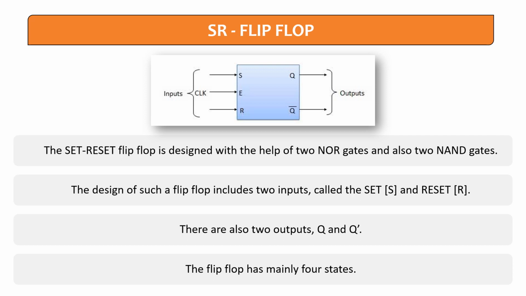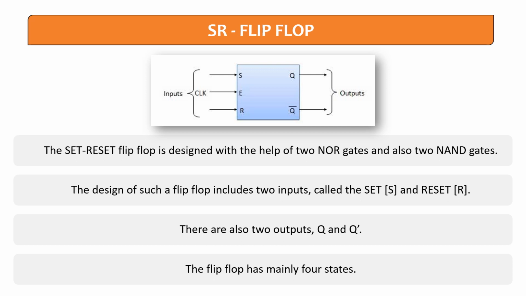First, the set reset flip-flop is designed with the help of two NOR gates and also two NAND gates. Whatever is asked, if it is SR, then go for the NAND gates, and if it's RS, then go for the NOR gates. The design of such a flip-flop includes two inputs called set and reset. Now we know S means set and R means reset. There are also two outputs, Q and Q dash. Q is my main output and Q dash is my inverted or complemented output.